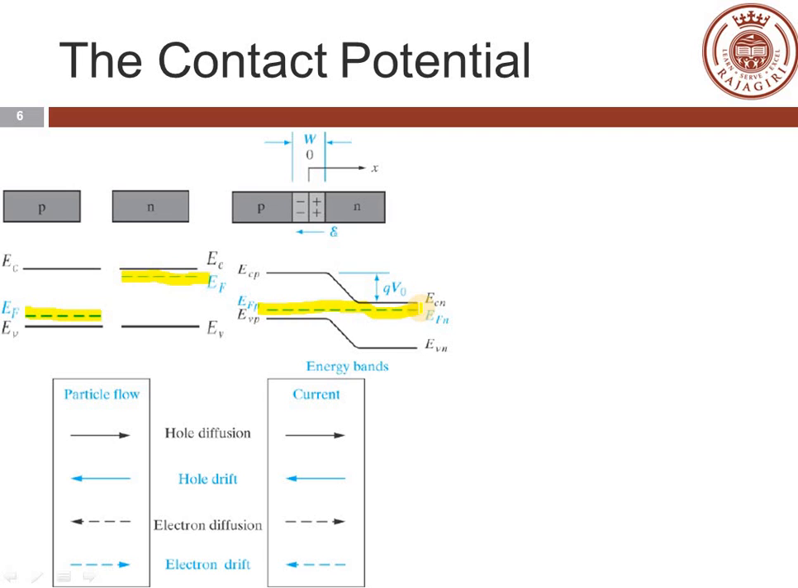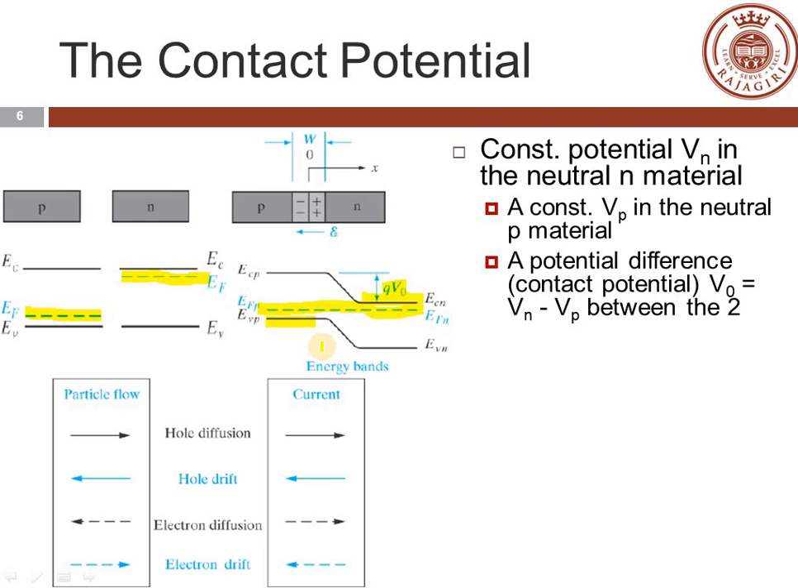But for P-type material, this Fermi level should be near to the valence band, and for N-type material, this Fermi level should be near to the conduction band. So we will be having a shift in the conduction band and valence band of the N region downwards. That shift will be equal to qV0. The difference between the P side conduction band and the N side conduction band will be qV0. Similarly, the difference between the P side valence band and the N side valence band will also be qV0.